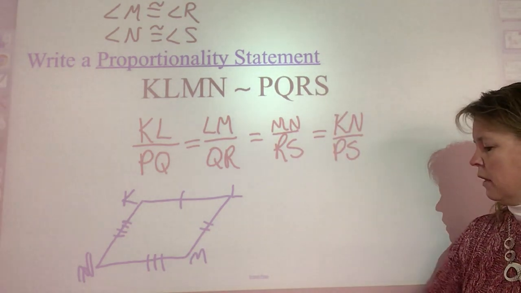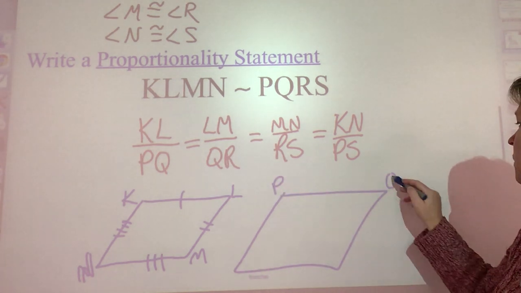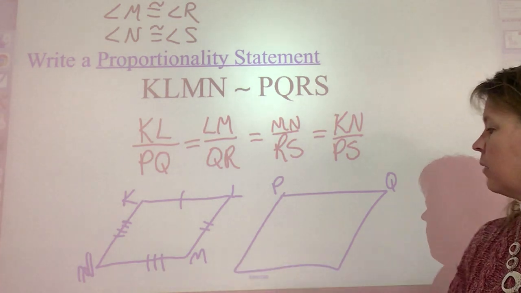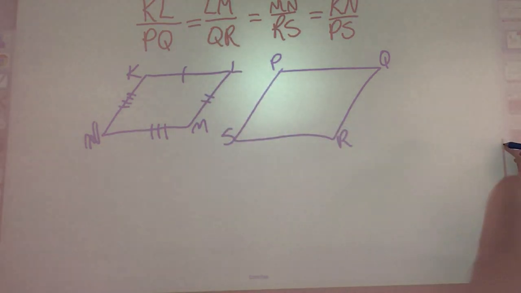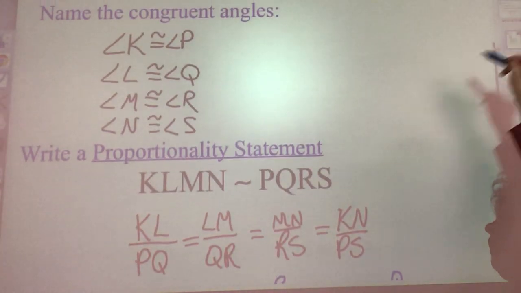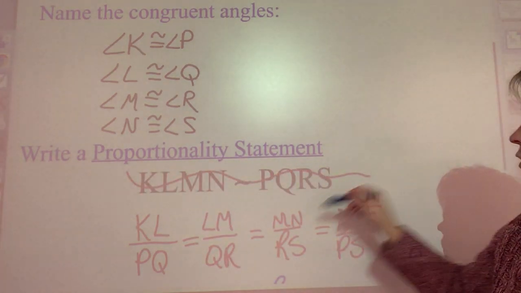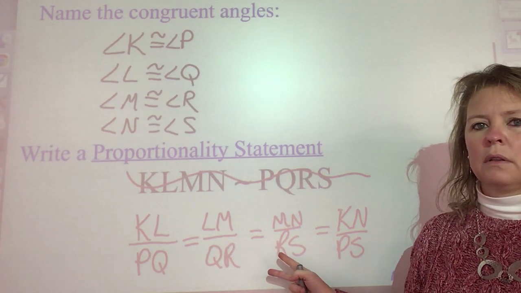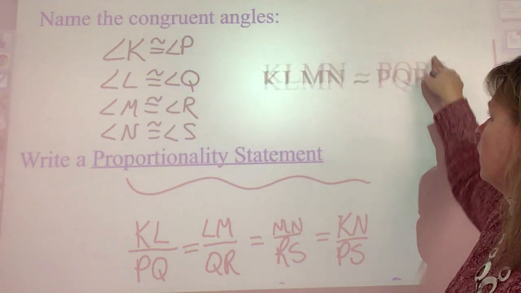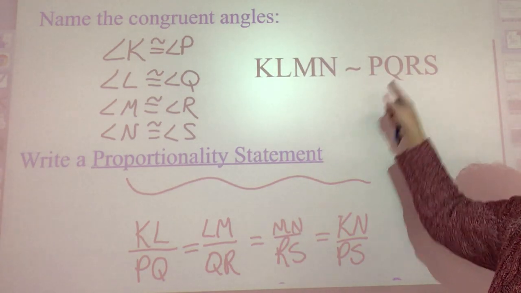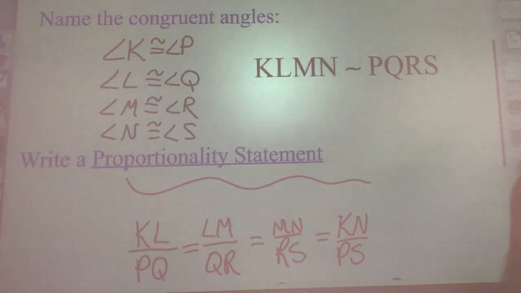Same thing over here with PQRS. So PQRS would be in the same order. If it helps to draw it, go ahead and draw them both so that you can see which sides are proportional. Please don't get mixed up which one is which. A proportionality statement actually has proportions. A similarity statement has the similar symbol, like it was written up here. Similarity statement, proportionality statement. Proportionality statement has proportions in it.